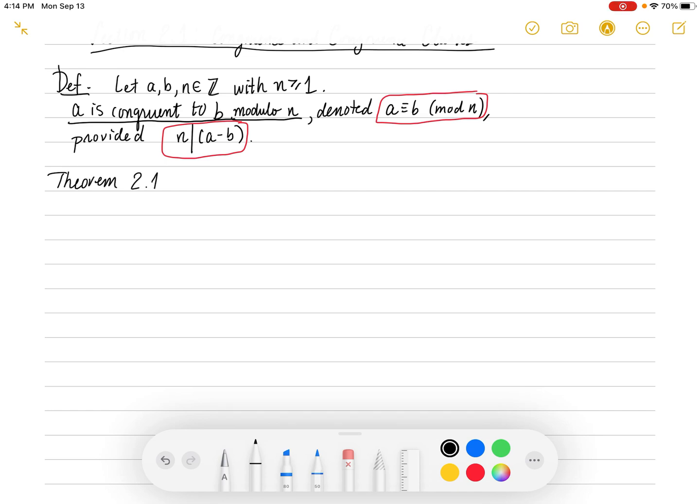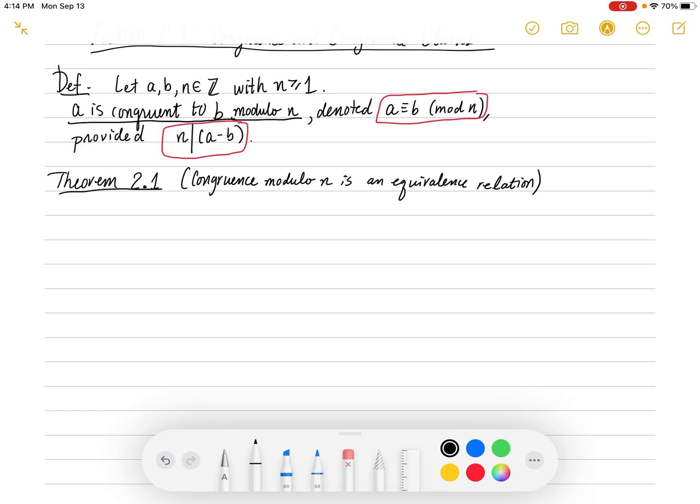Now the theorem is 2.1, right? We're in chapter 2, and we have our first big theorem. This book doesn't give it a name, but I'm going to give it a name. I'm going to call it that congruence mod n is an equivalence relation.